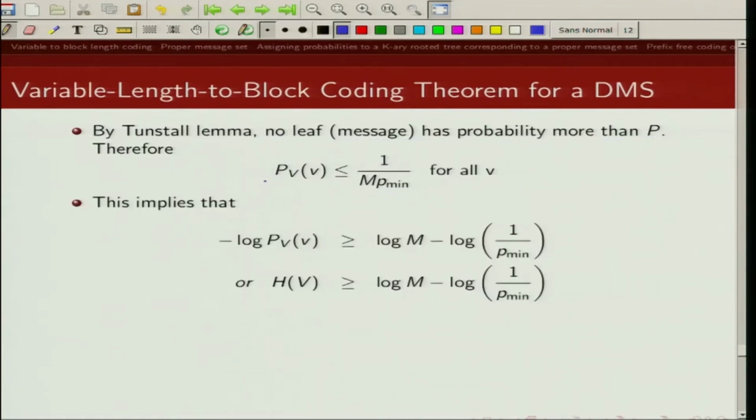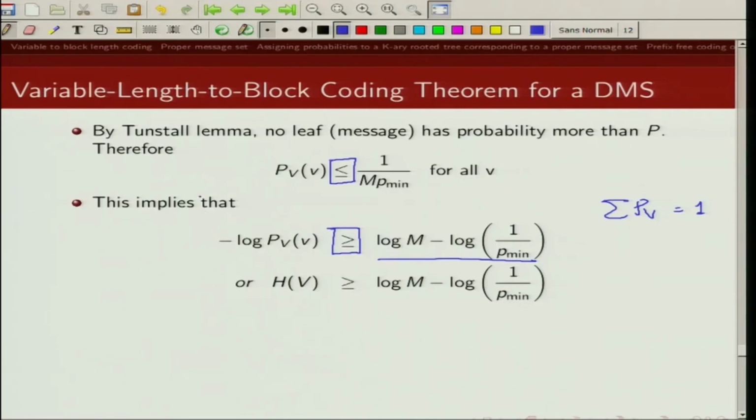Now if we take log of this quantity and we multiply by minus and sum over all p of v. Now the sum over p of v is basically 1, so it would not change anything on the right hand side. We take log of this, which will be minus log of m plus log of 1 by p min, and if I multiply by minus, the less than or equal to becomes greater than or equal to, and minus log m becomes log m, and this becomes minus log of 1 by p min.